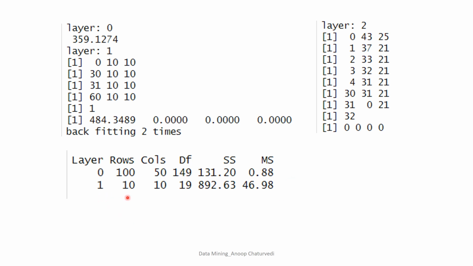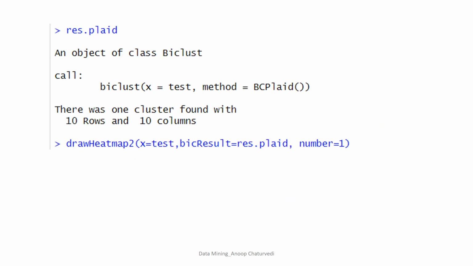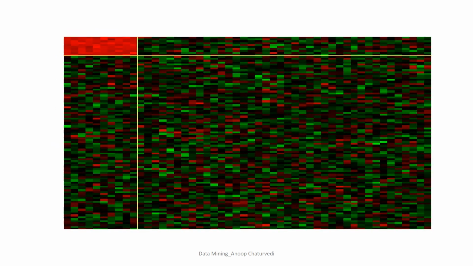The first layer has 10 rows and 10 columns. It has degree of freedom 19. This is the sum of square and mean sum of square. In fact, it has identified just one cluster which has 10 rows and 10 columns. Then here is the heat map, and again the heat map has observations as rows and different features as different columns, and it identifies a bicluster here.